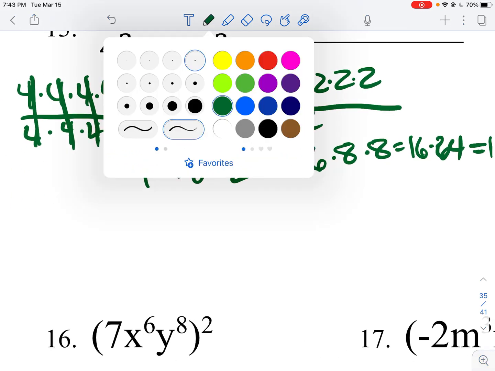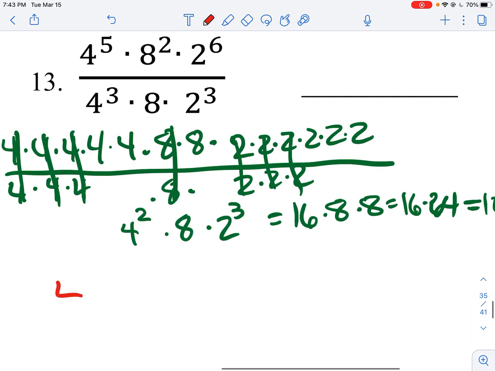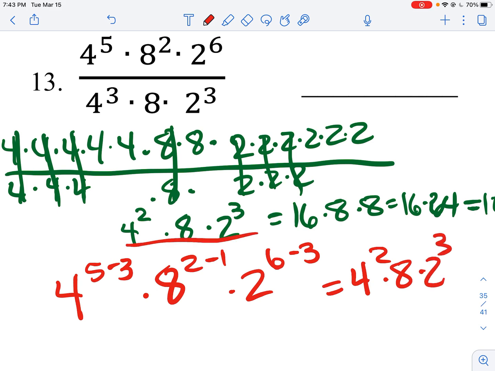Now, if you did the property, you have 4 to the 5 minus 3, 8 to the 2 minus 1, 2 to the 6 minus 3, 4 to the 2nd power, 8, and 2 to the 3rd, which is the same thing we just did right there.